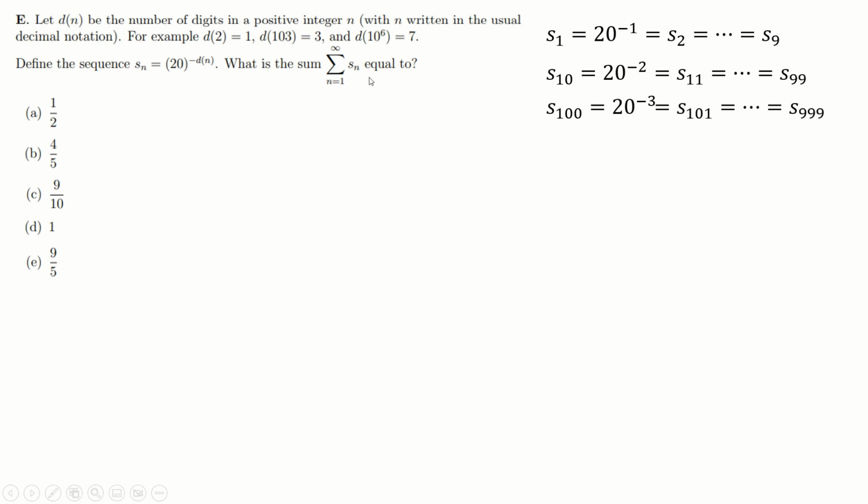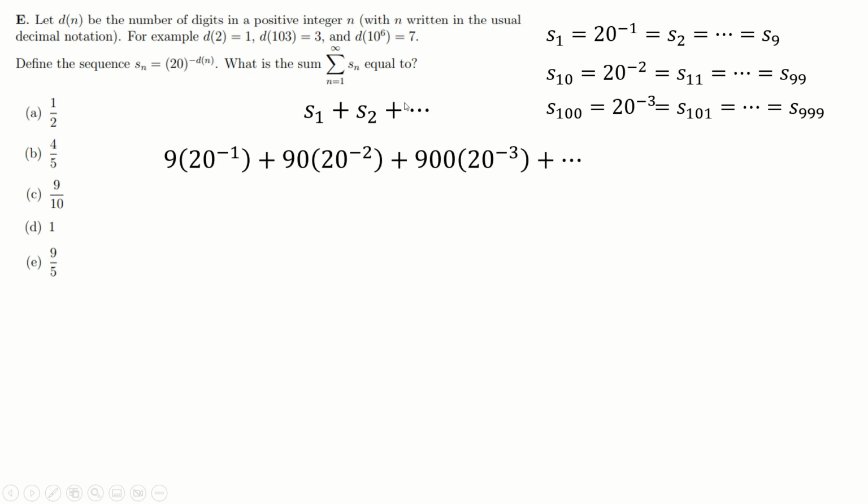And now we're just adding these all up. So this is just s1 plus s2 plus s3, all the way up and so on to infinity. So, okay, we're going to have 9 lots of 20 to the minus 1, because all of the first s's give us 20 to the minus 1. So that's 9 lots of them from 1 to 9. 9 lots of 20 to the minus 1. We have 90 lots of 20 to the minus 2. Because 99 minus 10 is 89, but of course, you're essentially starting at 0 here. So it's 0, 1, 2, 3, 4, up to 99 or 89, I guess. And you have that extra 0 there.